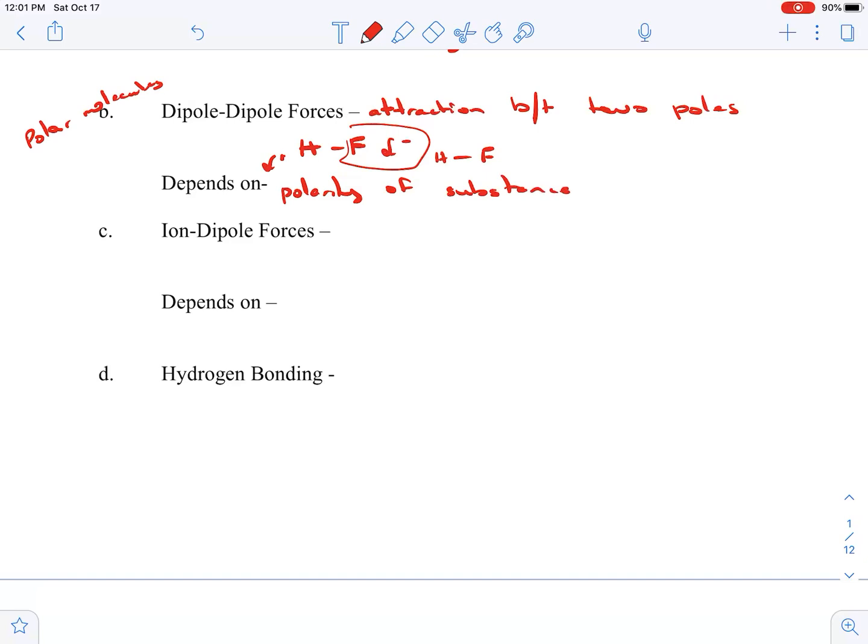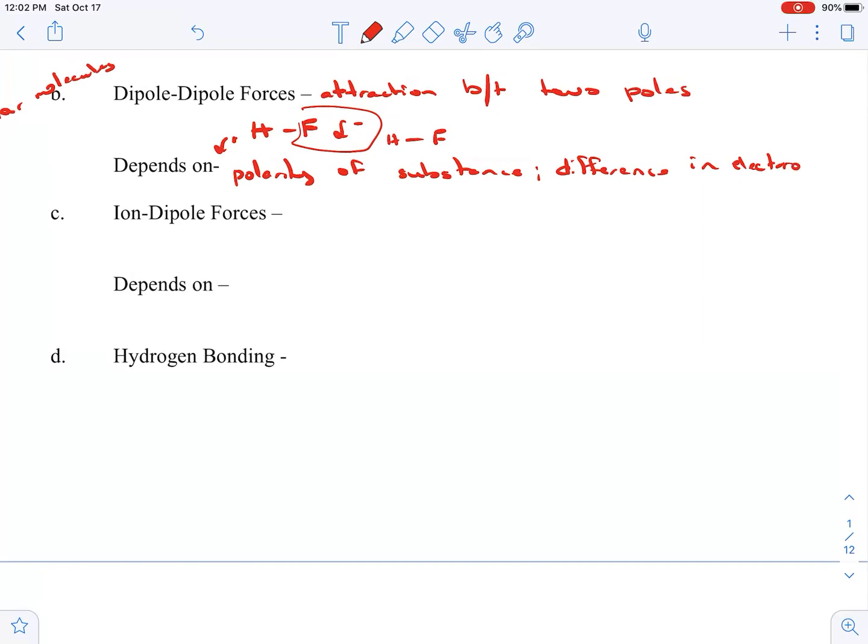And the polarity depends on the difference in electronegativity. If we think about electronegativity, remember as a review, fluorine is our most electronegative element. So their distance apart on the periodic table will tell us about our dipole-dipole force. Our next one kind of goes along with that, but this is in a mixture for sure.